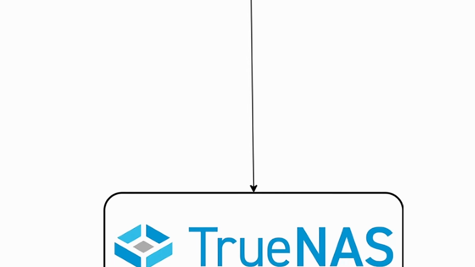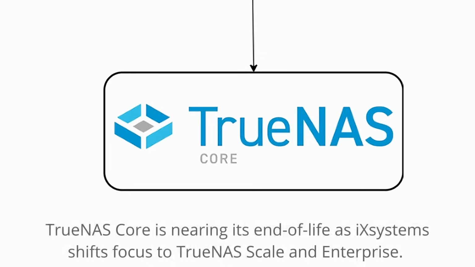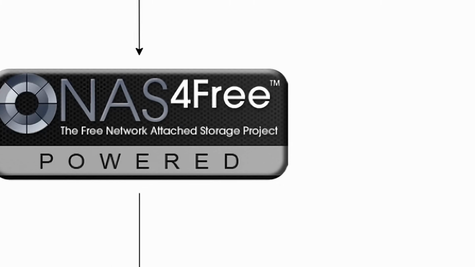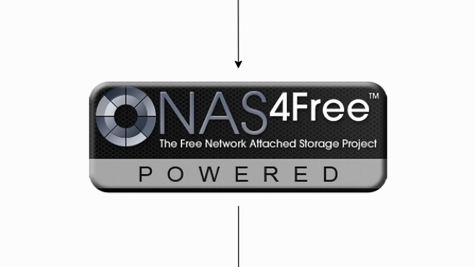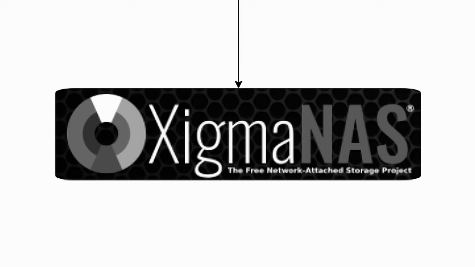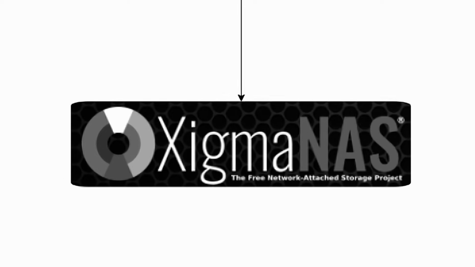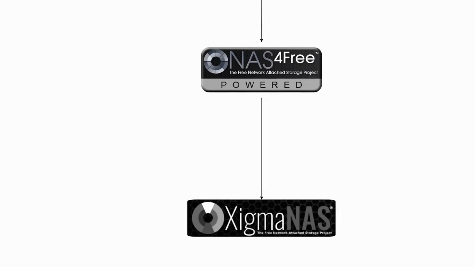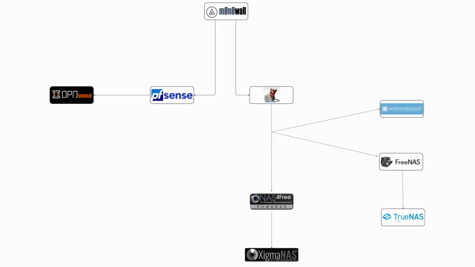Meanwhile, FreeNAS continued under new leadership and was eventually acquired by iXsystems. They made major changes and in time rebranded FreeNAS as TrueNAS Core, keeping it FreeBSD-based. But the original FreeNAS developers weren't done yet. Since iXsystems now owned the FreeNAS name, they rebranded their project as NAS4Free. Later, they changed the name again to XigmaNAS, which continues development to this day. So from a simple FreeBSD firewall, we ended up with multiple powerful firewall and NAS systems, each evolving in its own way.